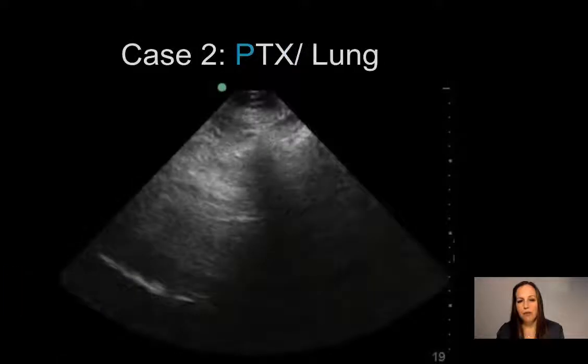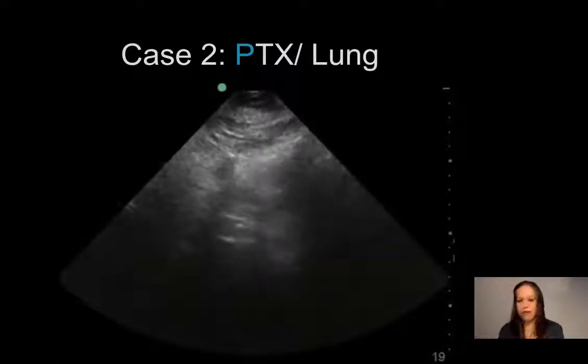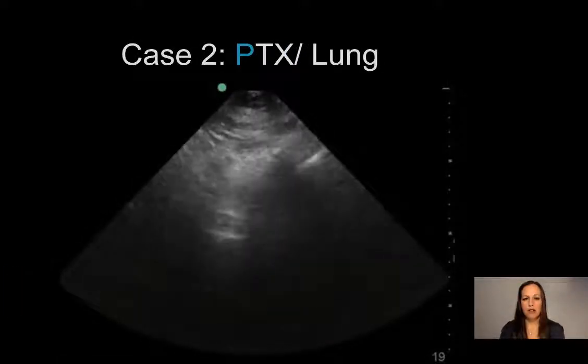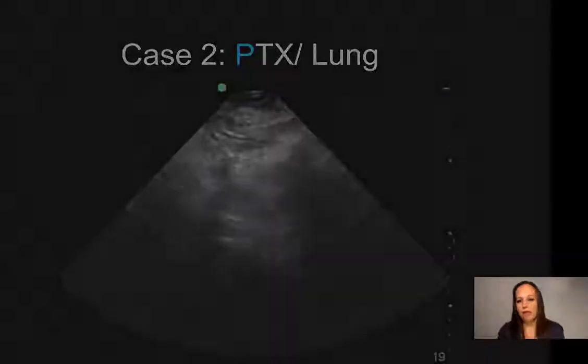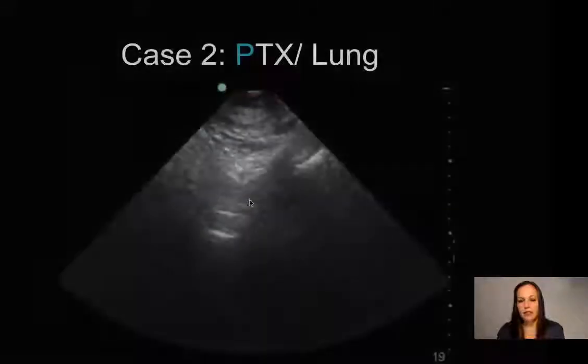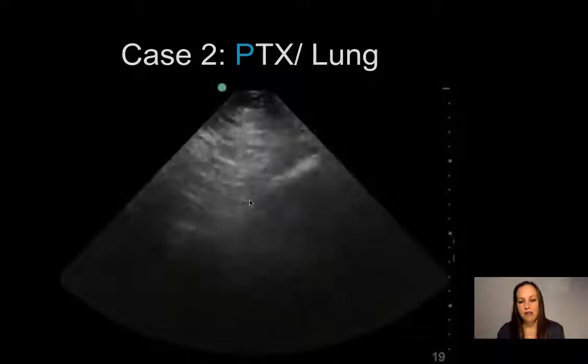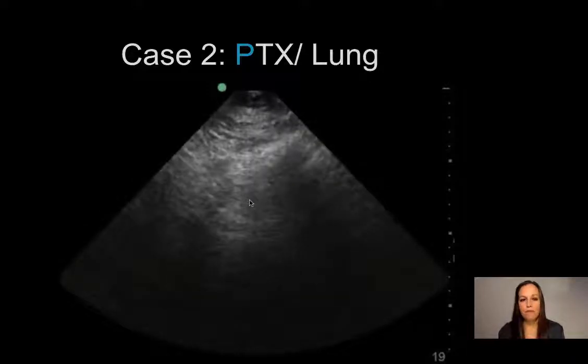Finally, we already have our answer, but we can look additionally at the lung views. You can see here, we have the pleural line. We see a fair amount of B lines that are coalescing. And that's further evidence of fluid overload and pump failure.